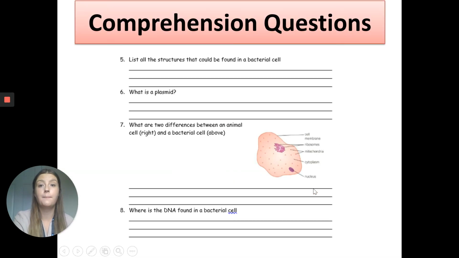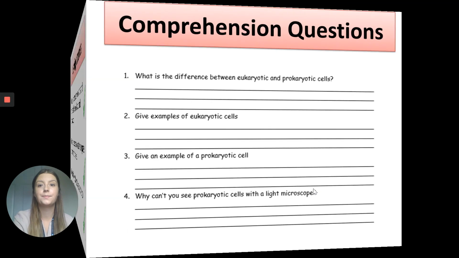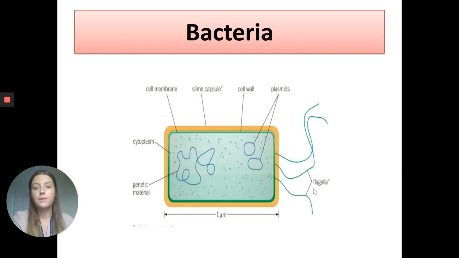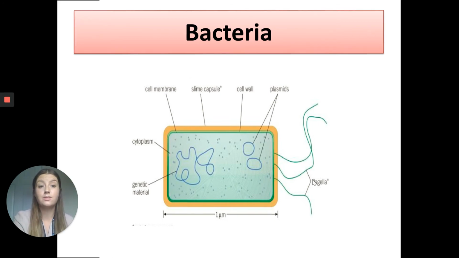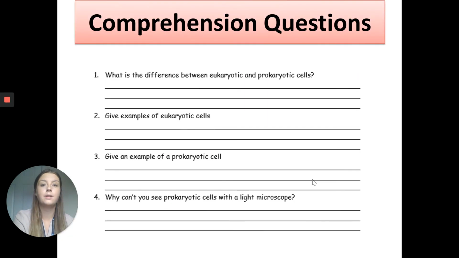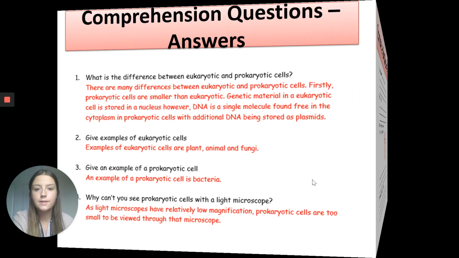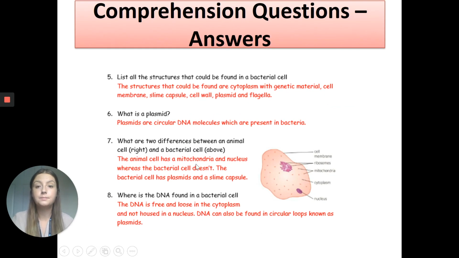So if I go back, okay, so we've got a bacteria here. Looking at this, we can see that there's the slime capsule, there's the plasmid, there's the flagella that we might want to talk about, although not necessarily the flagella, because the sperm cell is an animal cell that has a flagella, which we'll come on to when we're looking at these. Okay, so the animal cell has a mitochondria and a nucleus, whereas bacterial cells don't. The bacterial cell has plasmids and a slime capsule. Okay, so that's given some of those differences.